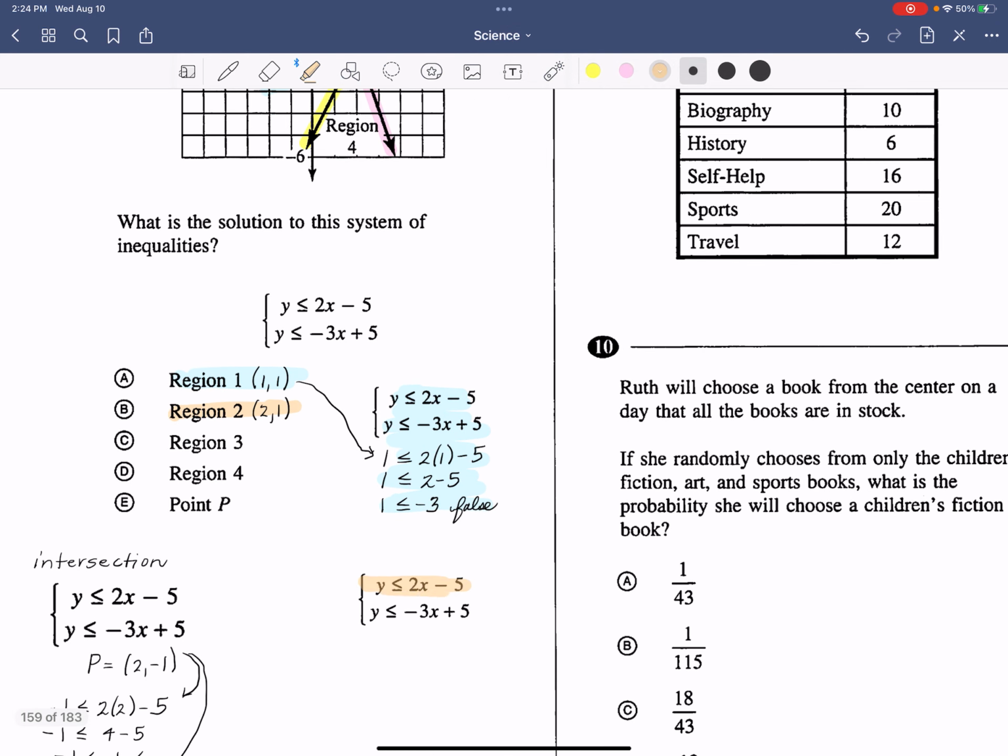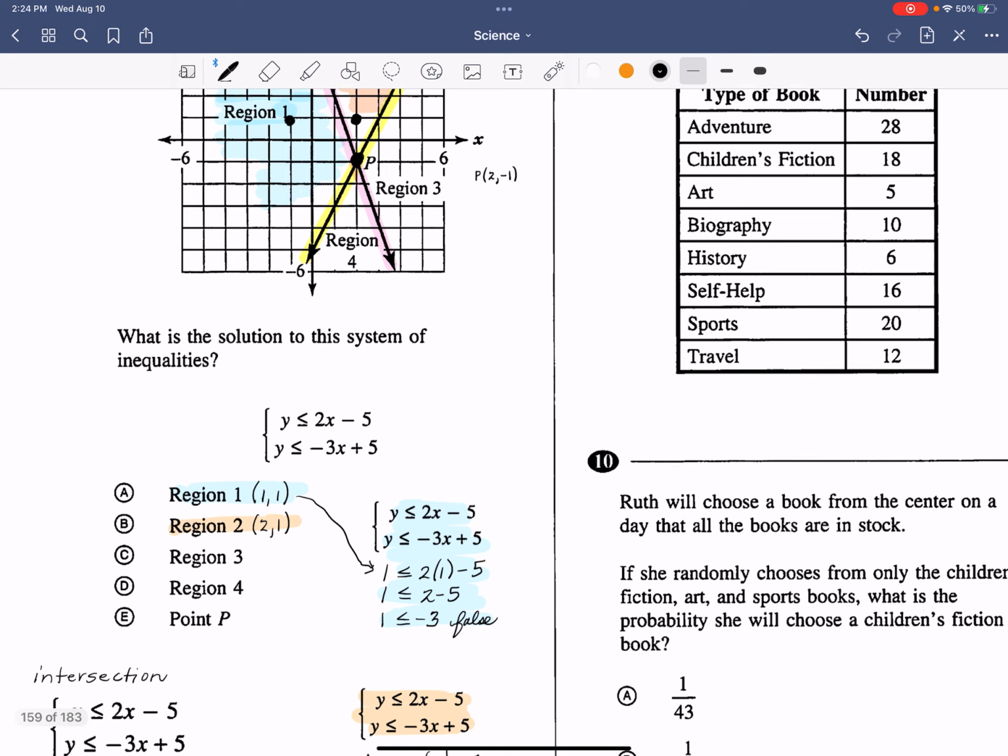So I'll bring it down here. And my point is 2, 1 on this one. So I'm going to say y is 1 less than or equal to 2 times 2 minus 5. So 1 is less than or equal to 4 minus 5. 1 is less than or equal to negative 1. And that's not true. 1 is greater than negative 1. So that's going to be a false statement as well. You don't even have to test the second one.